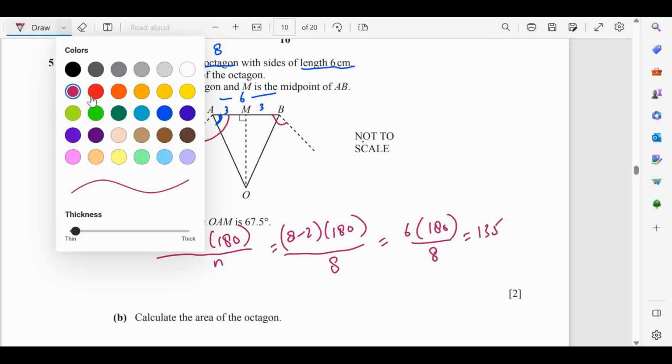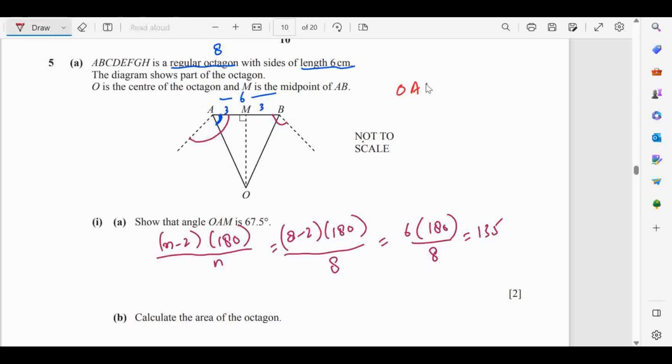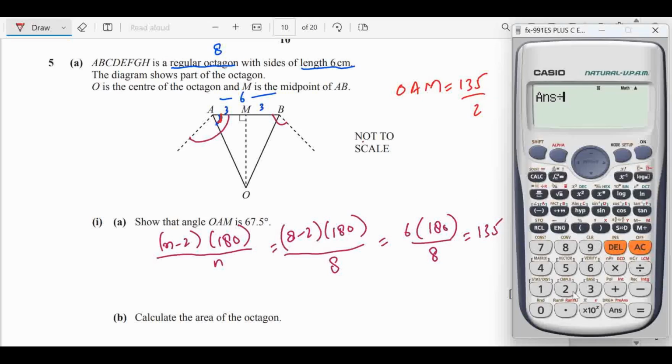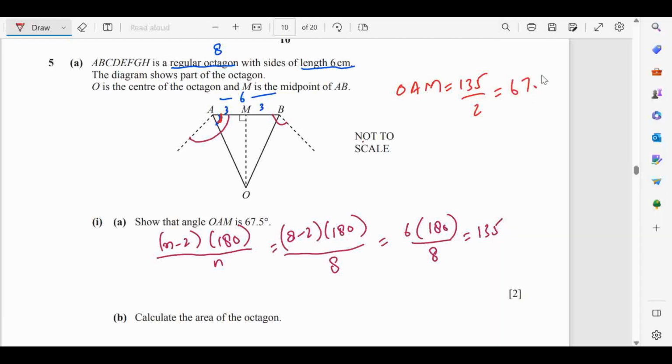Now the angle OAM will be half of this. So 135 divided by 2, because this must be the half. So it will be equal to 67.5. Hence we have proved that the angle OAM is 67.5.